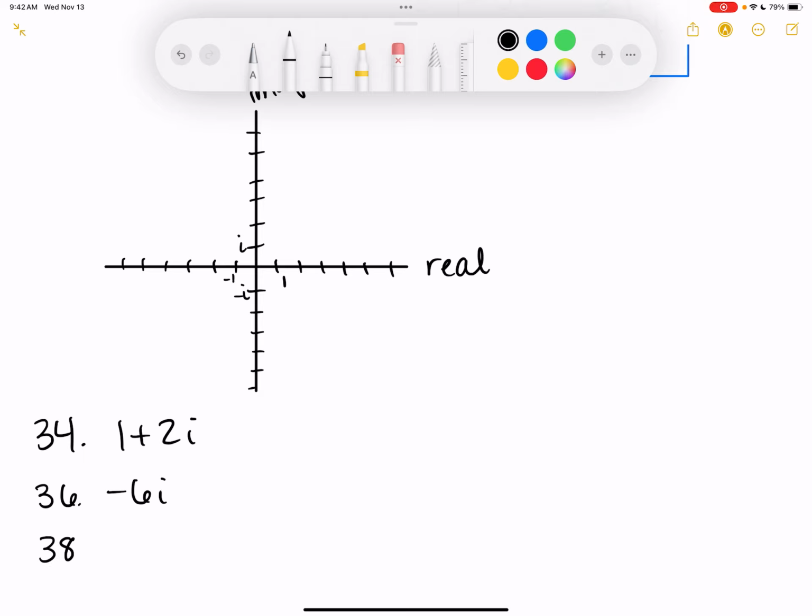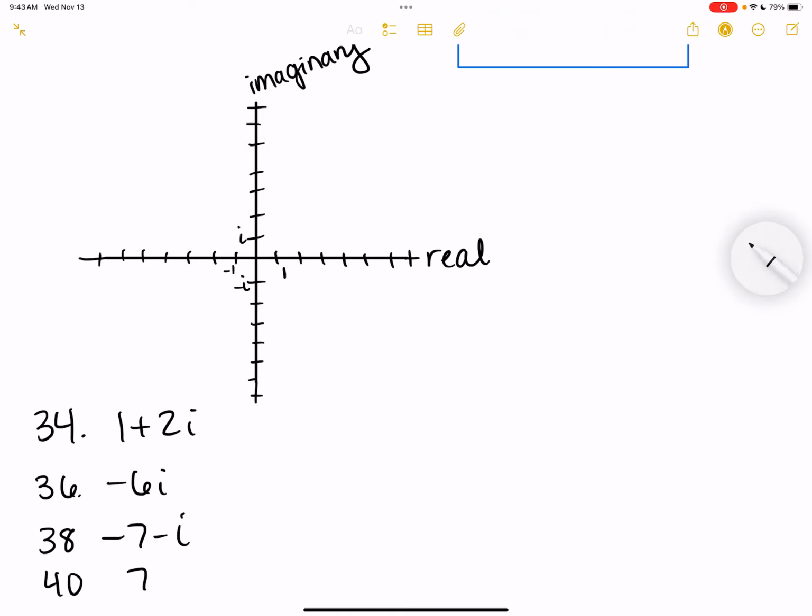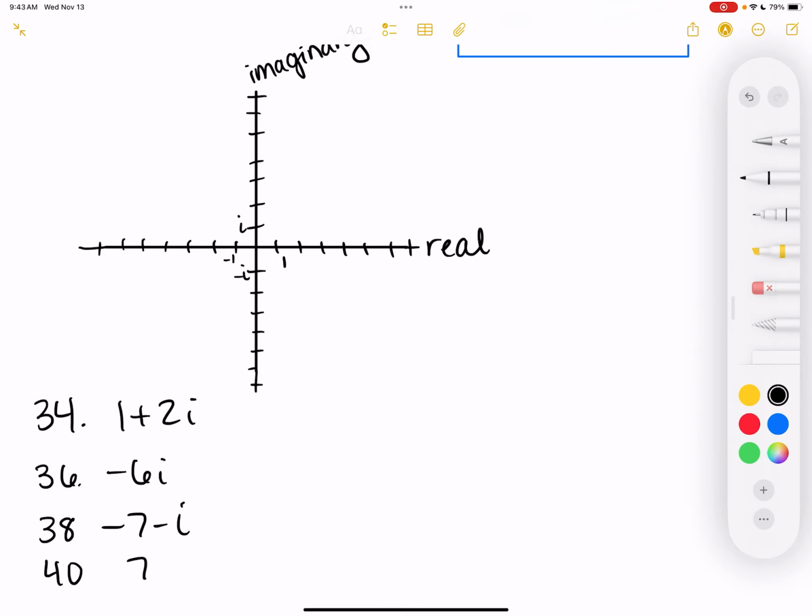38 is negative 7 minus i, and 40 is 7. Realizing my graph is not big enough. All right, so the way we do this is we find the spot. The real part tells us where we're going on the x-axis. The imaginary part tells us where we're going on the y. So this 1 plus 2i, we go to 1 on the real, and then 2i, so we go up 2.